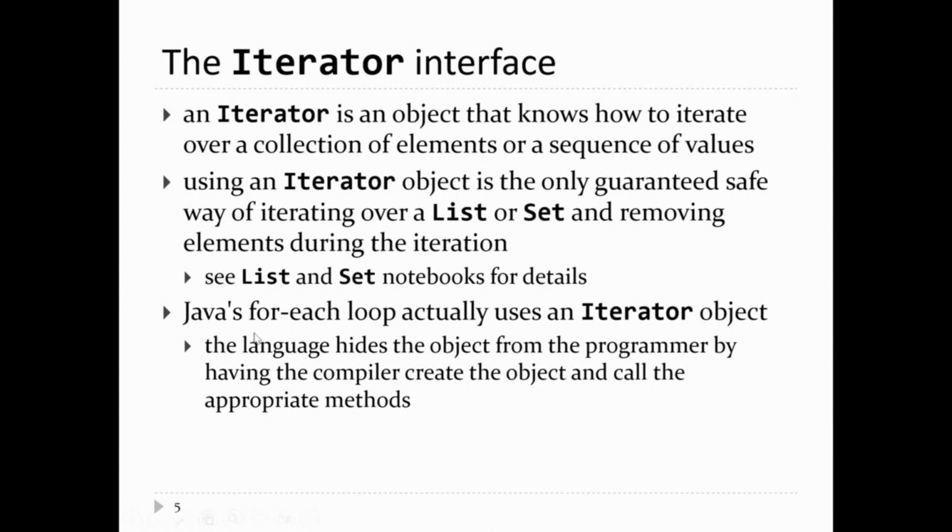Whenever you write a for each loop, the compiler is producing an iterator object for you. It hides all of the iterator creation from you, but what's happening under the hood is that an iterator object is being created, and the iterator object is iterating over the collection in your for each loop.